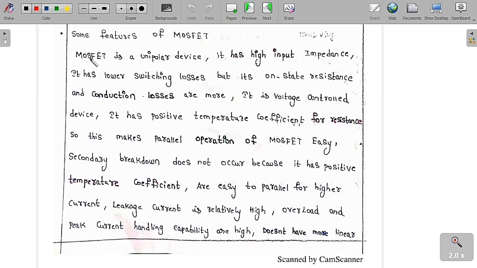Some features of MOSFET. Now we have discussed some of the important features of the MOSFET. MOSFET is a unipolar device, whereas the IGBT and the BJT are bipolar devices. It has very high input impedance because insulation is present. It has lower switching losses, but its on-state resistance and conduction losses are more. So it has lower switching losses but higher conduction losses, whereas the BJT has lower conduction losses but higher switching losses. It is opposite.